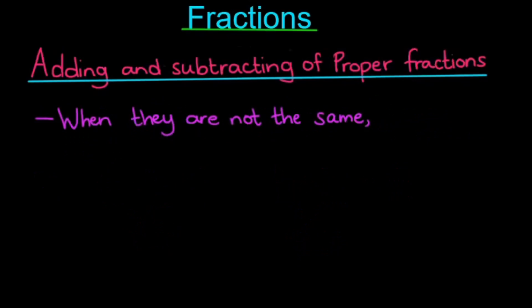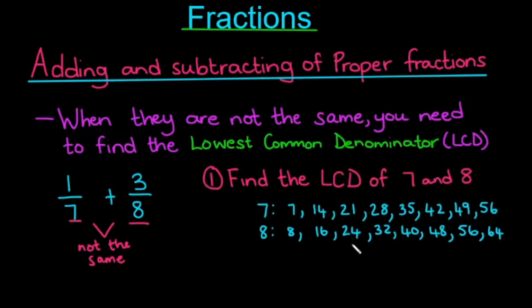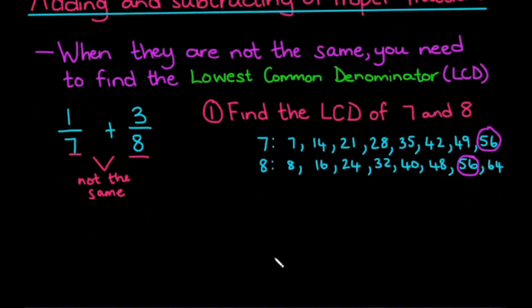But when they are not the same, as in this example over here, I've got 1/7 plus 3/8. The denominators are not the same. I need to find the lowest common denominator. That in short just means that I need to find the lowest common multiple between the denominators. So I've written out the multiples of 7 and 8. I can see that 56 will be my lowest common denominator, or LCD.